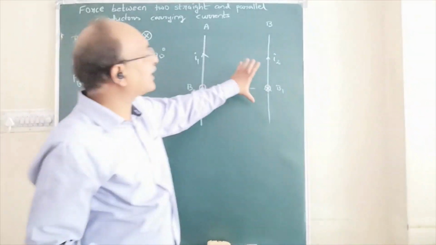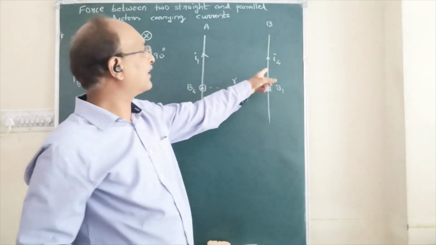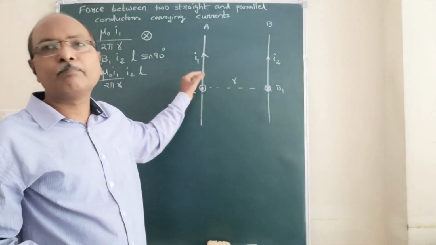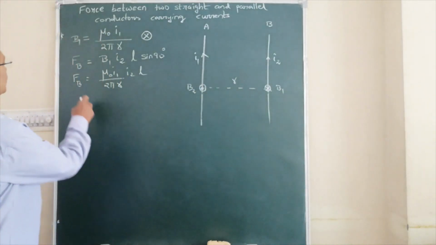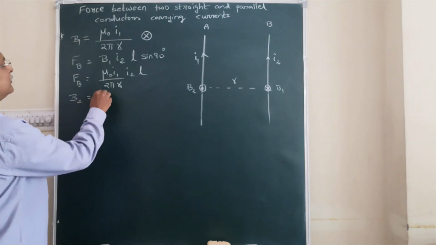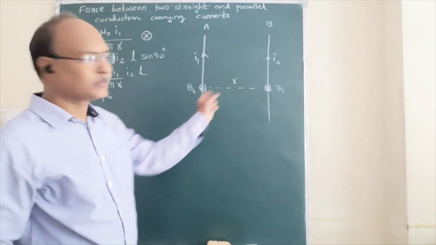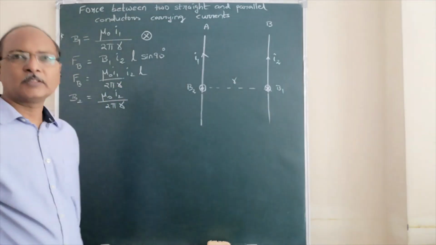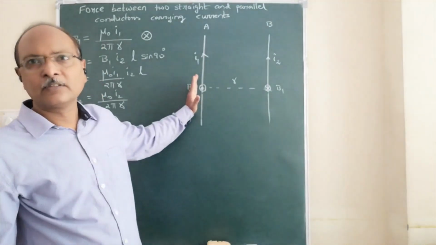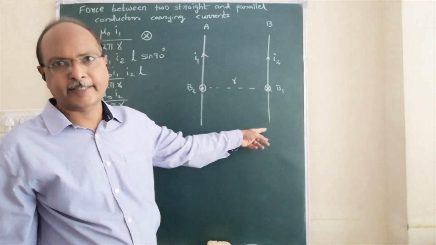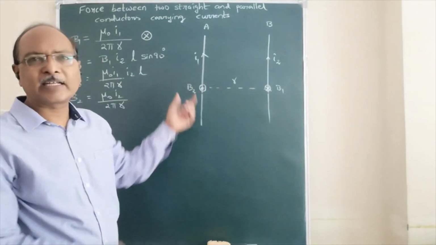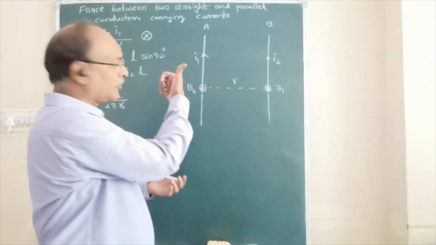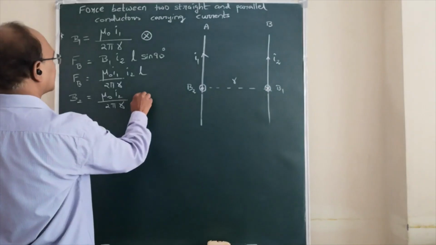Similarly, due to the conductor B carrying a current I2, there will be a magnetic field at this point. B2 you can take. So B2 will be mu naught I2 by 2 pi R. Here the current is I2. So that is the magnetic field at this position due to the current in the second conductor. The direction you can find out from the right hand thumb rule. So here again applying the right hand thumb rule, it will be coming out. So dot.